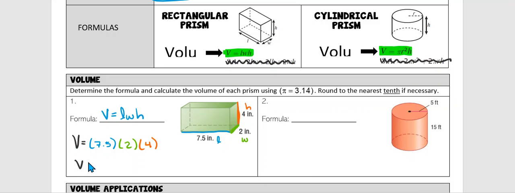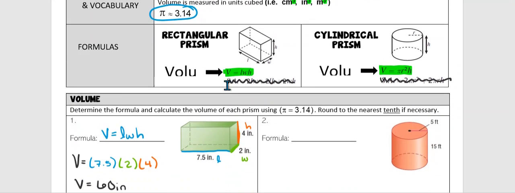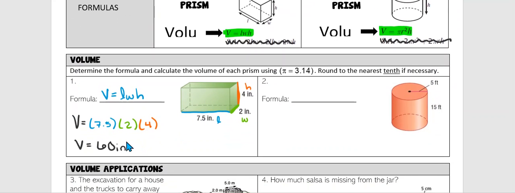That means that my answer is 60. Now I need to make sure I include a unit. Here I see IN for inches, so I'm going to put that here. And then remember we need to include the units cubed. So I'm going to say that this is 60 inches cubed.